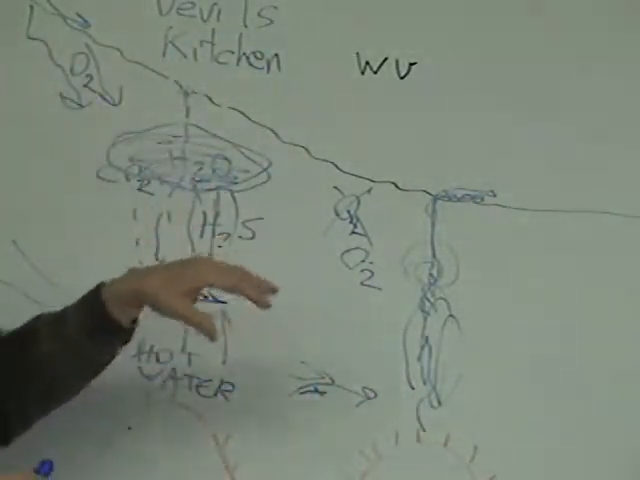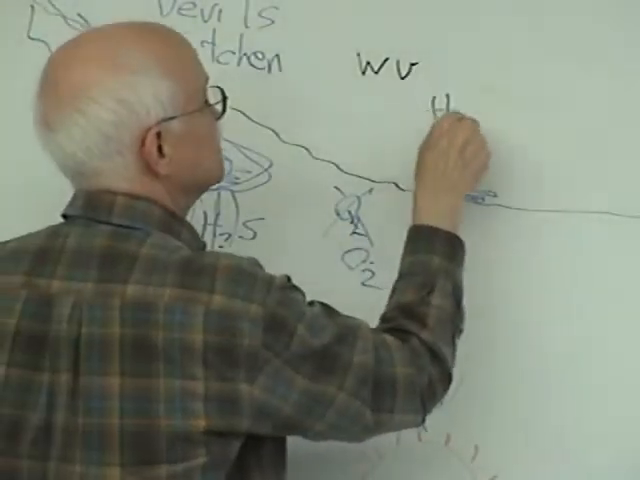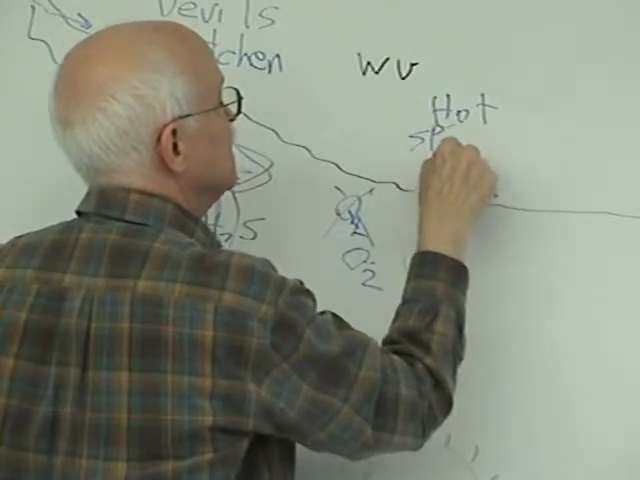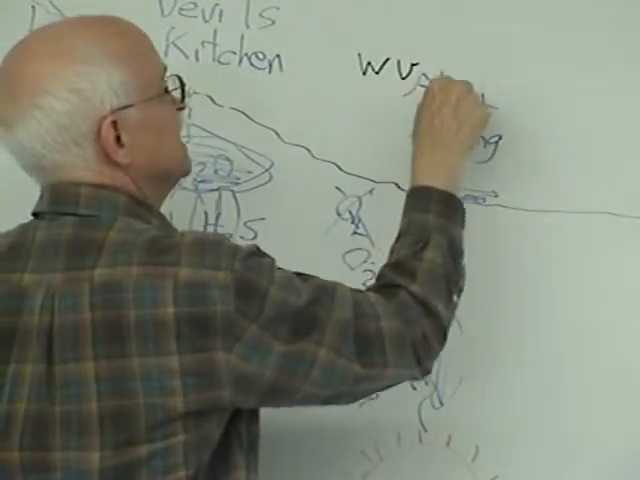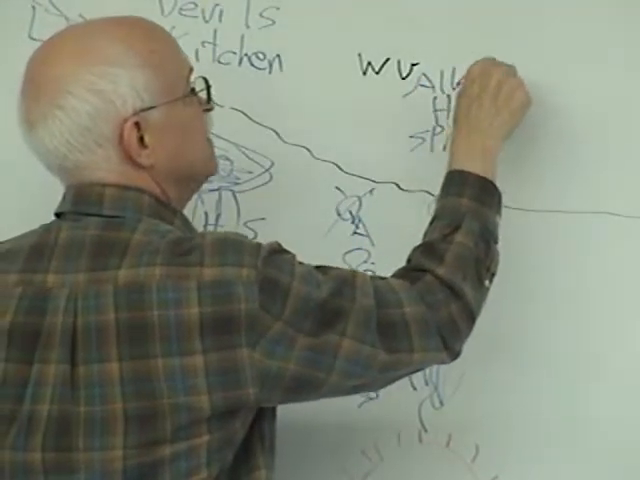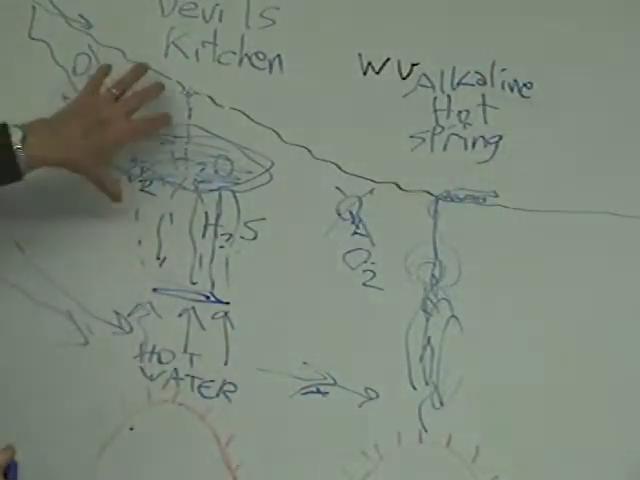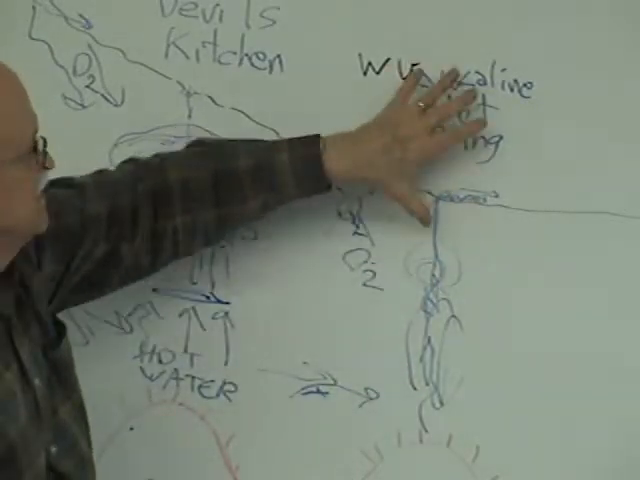And perhaps that might explain what we see at our other hot spring site, which is the Alkaline hot spring. Or maybe the temperature was lower, maybe something was different, and in any case, we're seeing a different type of result. Instead of getting acid here like we see at Devil's Kitchen, something different is happening here that makes it alkaline.